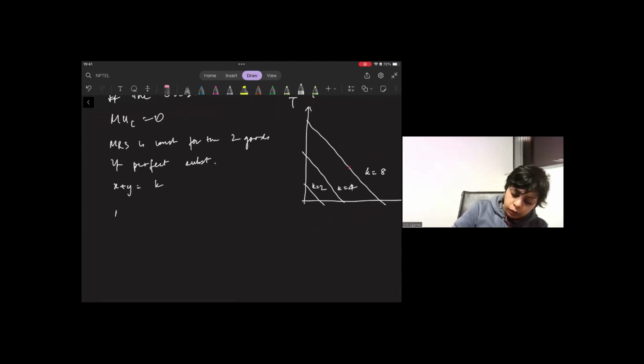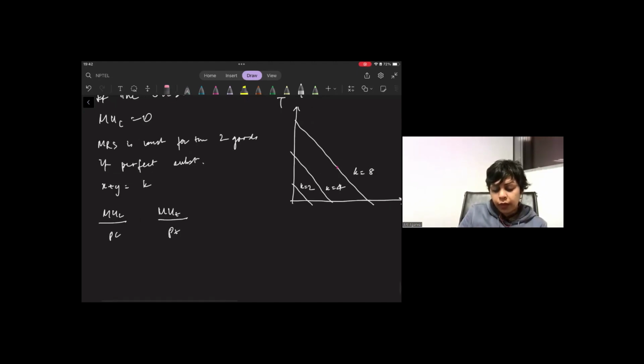So what we are saying is that in this case, what we are given for the consumer is MUC by PC and MUT by PT. These are the two values we are given. Okay, I think I get your question now. You won't get a corner solution. If you are given MUC by PC is greater than MUT by PT, what will happen is the person will keep consuming this and not consume this until your budget constraint is satisfied, which is at this point, like I was drawing.